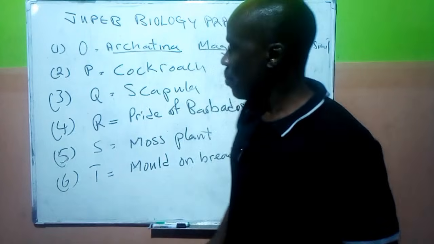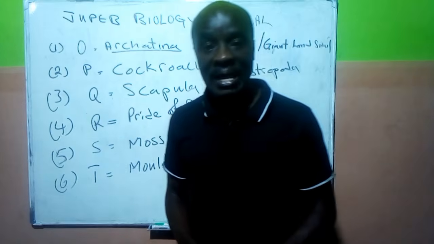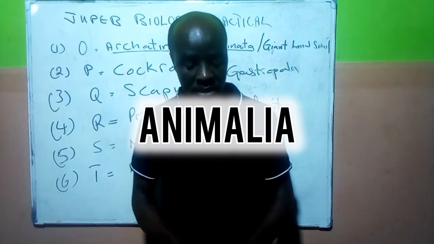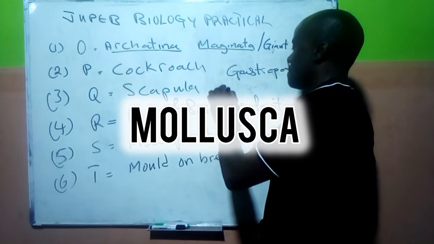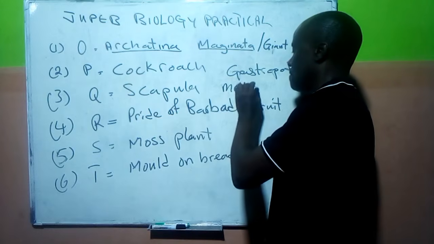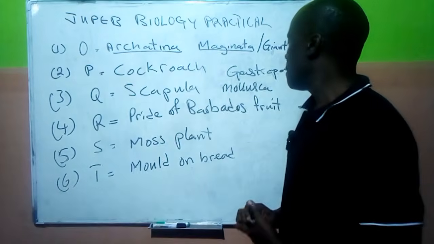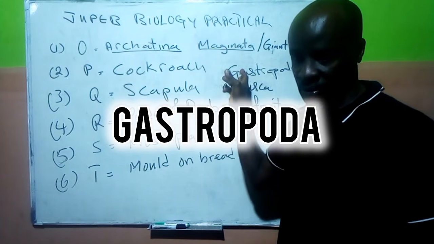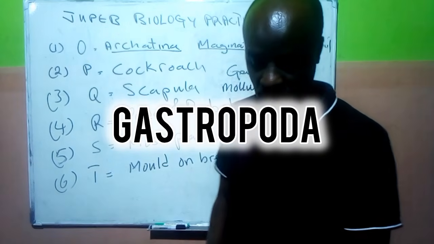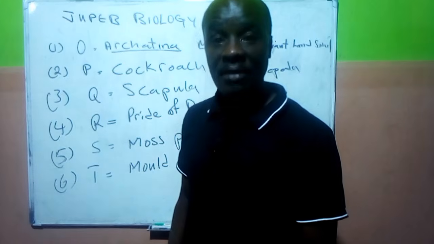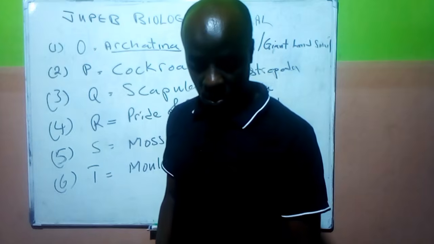Based on the classification, it belongs to kingdom Animalia, and the phylum is Mollusca. Then the class is Gastropoda. One of their features is that they normally have a shell. That's the feature of this class.